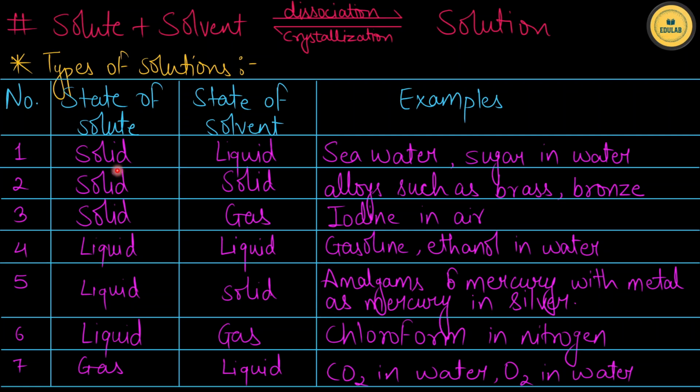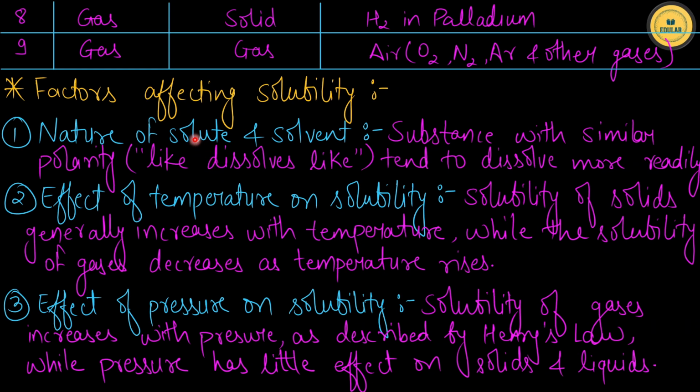And if solute is liquid and solvent is gas, then example is chloroform in nitrogen. And if solute is gas and solvent is liquid, then example is CO2 in water and O2 in water. Okay, these are the examples. And next one is if the solute is gas and solvent is solid, then example is H2 in palladium. And if solute is gas and solvent is also gas, then example is air, in which O2, N2, argon and other gases are involved.